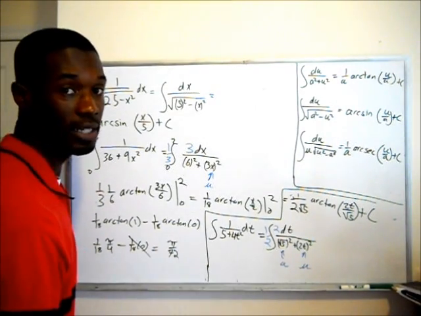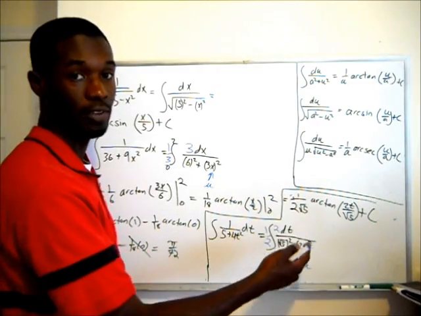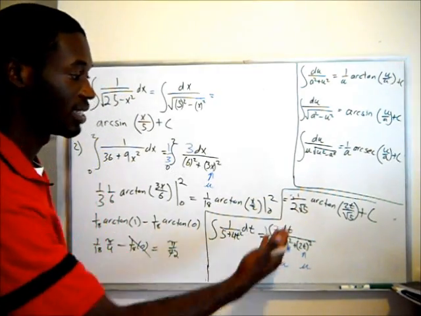Now for this one, you could rationalize it by multiplying by square root of 5 over square root of 5, but there's no need to do it here. This is an acceptable answer.